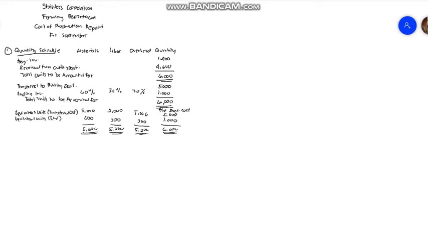Now let's proceed with the cost charged to department. I'm just going to underline this one. So the heading for this one is the total cost. I don't think everything will fit here, so I'm just going to transfer this one here.